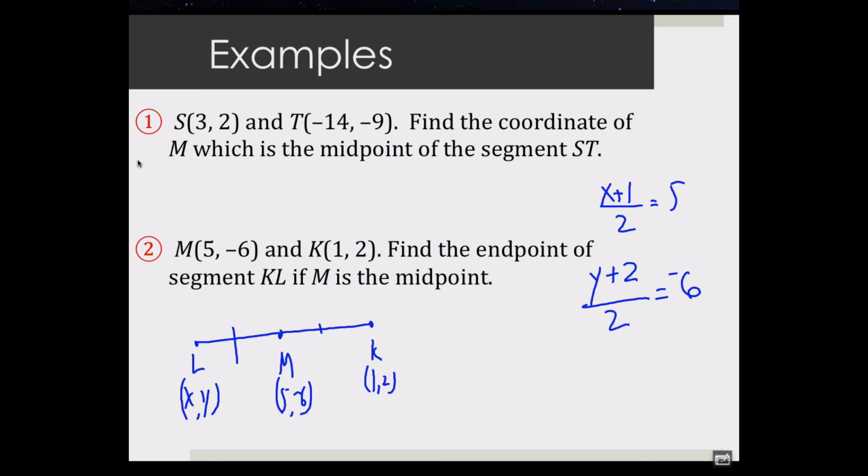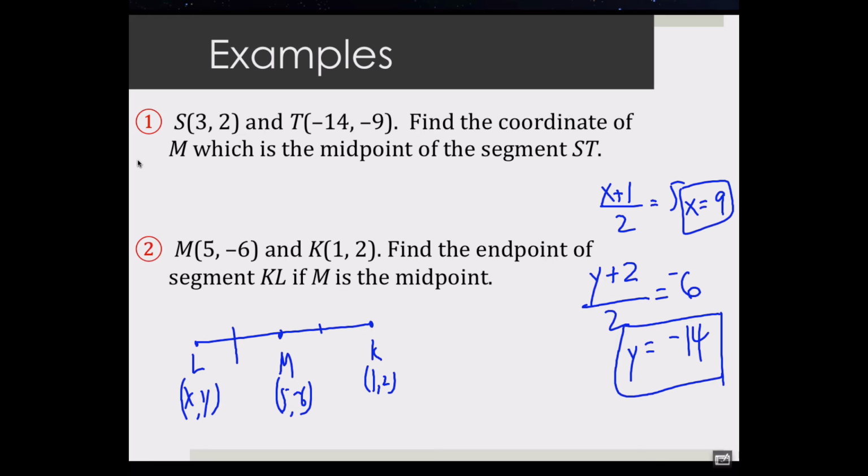That's the hard way to do it. When you solve each of these, we get x is equal to 9, I believe. Is that right? Yep. And then y is equal to negative 10? No, it's negative 14. Thank you. Okay? That's the hard way to do it.